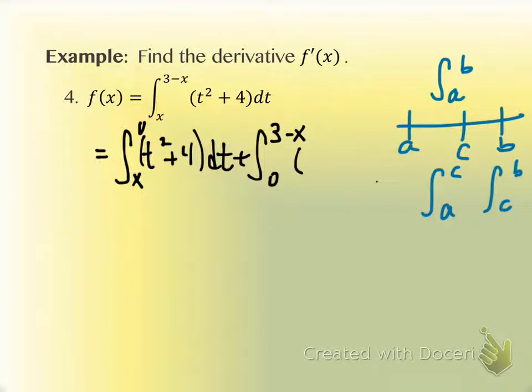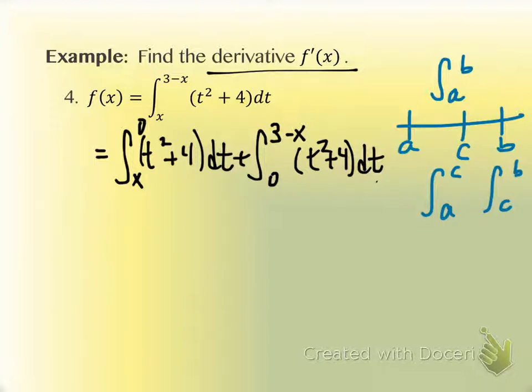Of t squared plus 4 dt. Okay, is everybody good with that step? We just split it into 2 pieces, and we used the number 0, and there's nothing special about 0 here. No matter what number you pick, it's going to work. Okay? Don't be tempted to actually find any antiderivatives. You are not asked to find an antiderivative on this problem. You are asked to find a derivative, so be careful.